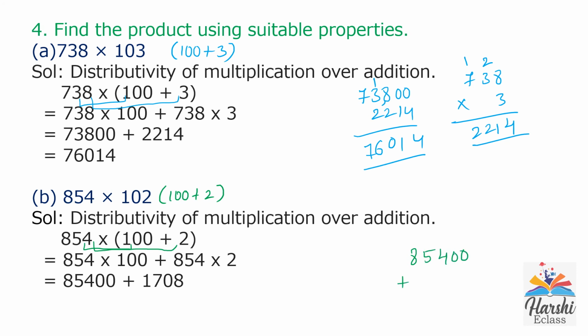85,400 plus 1,708. 8, 0, 4 plus 7, 11, 7, 8. We will get 87,108.